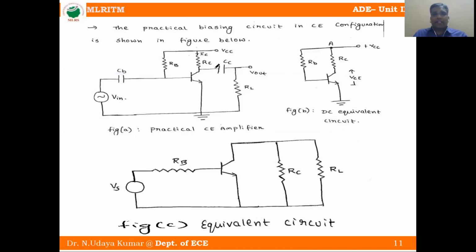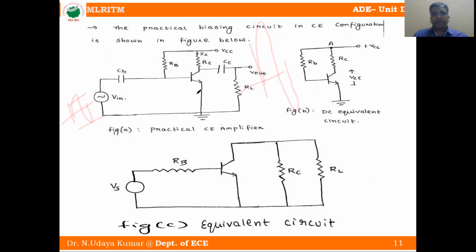See, the practical biasing circuit of CE configuration is shown in the figure below. So this is the practical CE amplifier. What is the purpose of an amplifier? First, we have to amplify, or strengthen, the weak signal. For example, here we give a small signal like my voice. This signal is amplified. If it is 1 volt peak to peak, the signal is amplified to a large extent. That is the purpose of an amplifier.